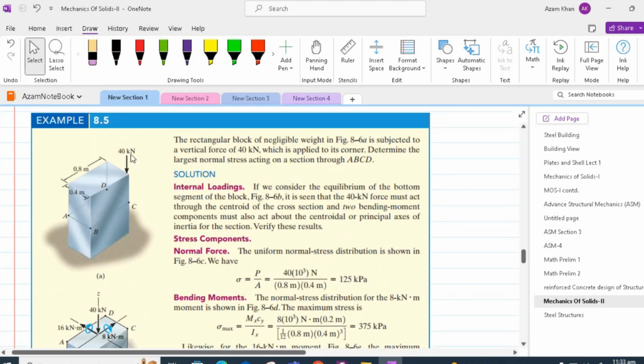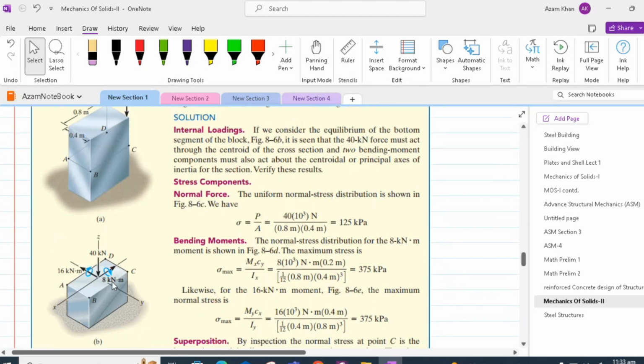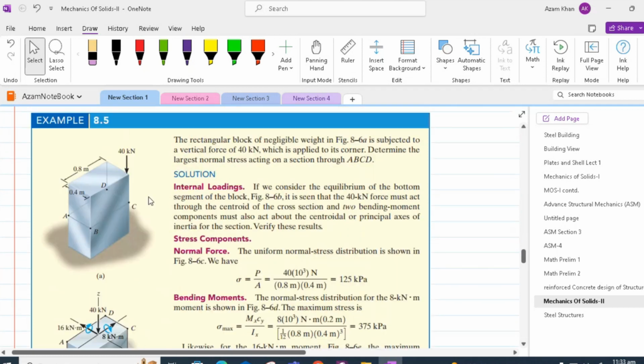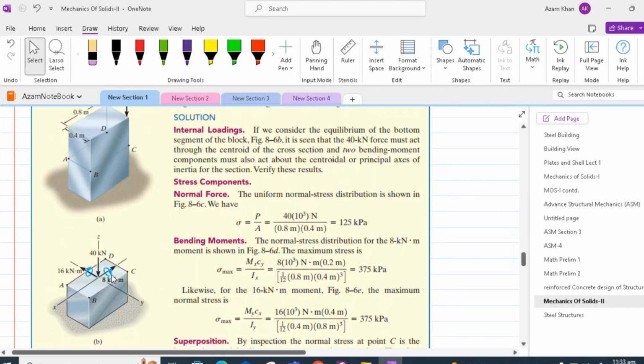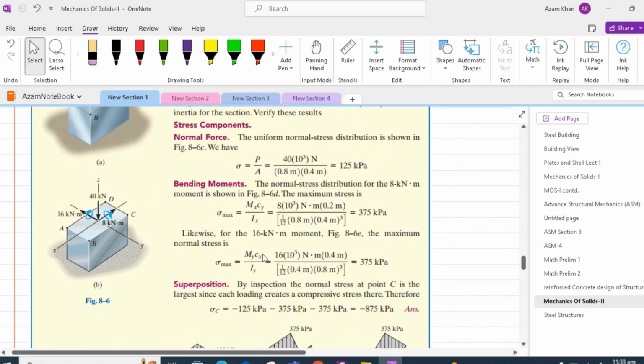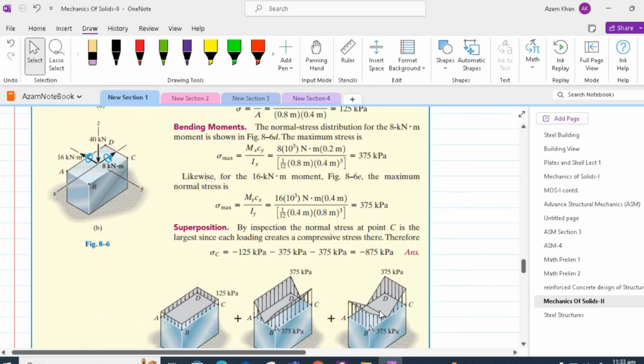So 40 times 0.2 will give us 8 kilonewton meter, and 40 times 0.4 will give us 16 kilonewton meter. All these three can be added to get the combined stresses. Adding them up will give us minus 875 kilopascals for the first quadrant.